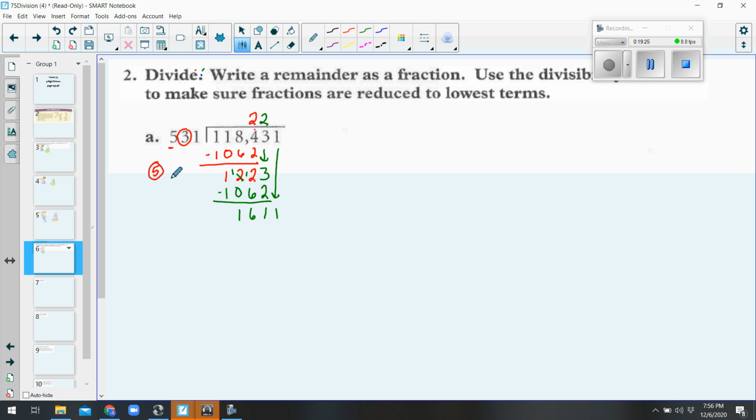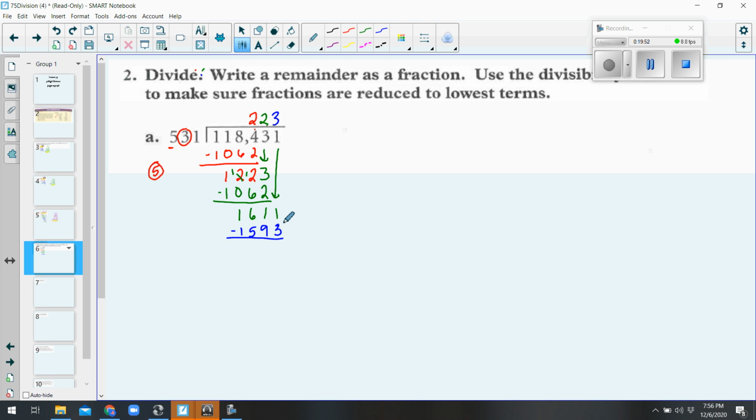Go back to your 5, your guessing number. Will 5 go into 1? No, it won't. Will 5 go into 16? Yes, it will. It will go 3 times. So I'm guessing that 531 will go into 1,611 3 times. Multiply through. 3 times 1 is 3. 3 times 3 is 9. And 3 times 5 is 15.